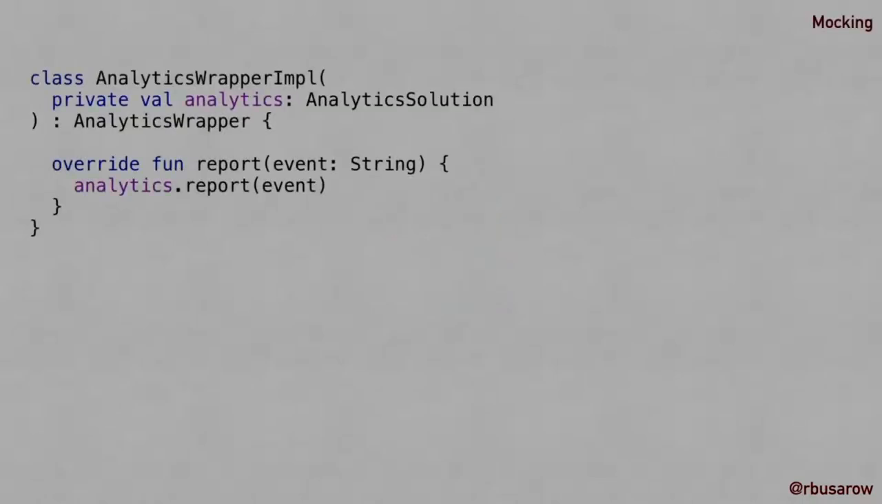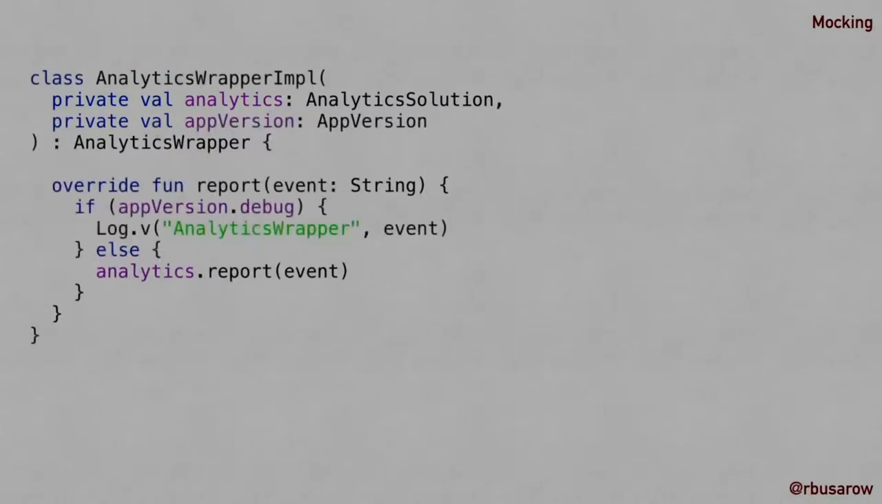Let's look at this wrapper again. And now let's say that our marketing team said, wait a second, you're sending all of this garbage at us for your debug builds. This is screwing up our picture of what our users are doing. Let's only have analytics running while we're in release builds.